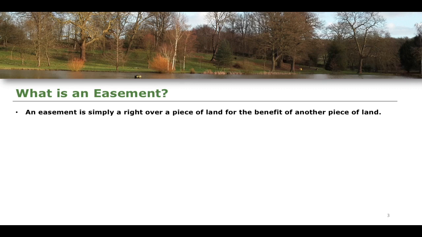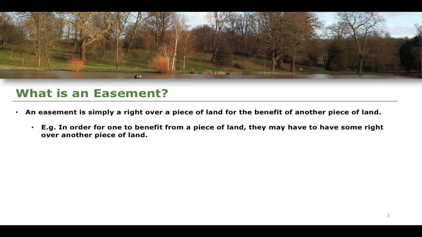Essentially and simply put, if I have some interest in land that I wish to benefit from, but in order for me to have the full and total enjoyment of the piece of land that I own, I must have an interest in a different piece of land, that is known as an easement. So in order for one to benefit from a piece of land, they must have some right over another piece of land in order to actually get access to that right. Then we have an easement.